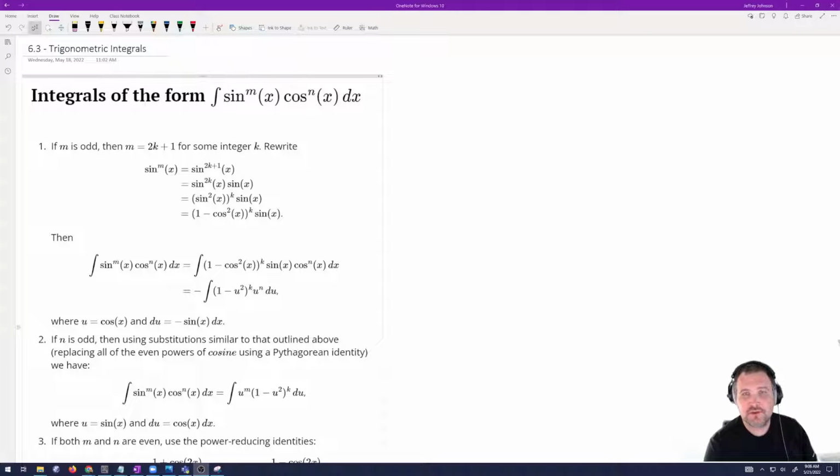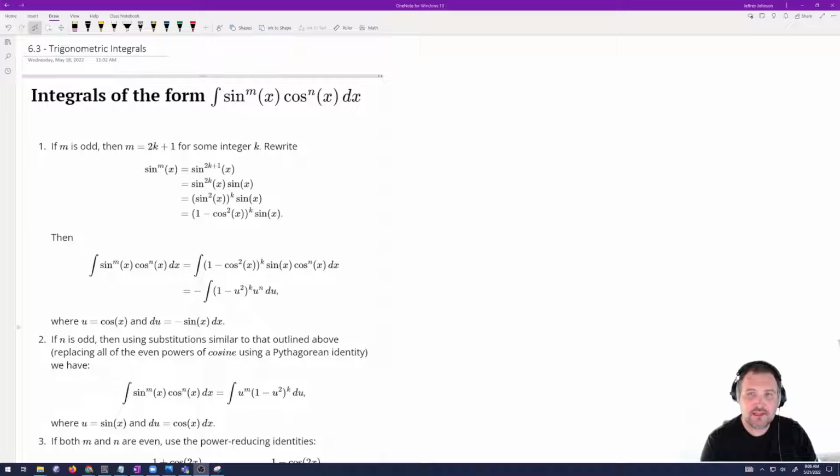In section 6.3, we're looking at integrals of some trigonometric functions. There are three types in this section. The first one we're going to look at is some power of a sine times some power of cosine. How can we find an antiderivative to this function?